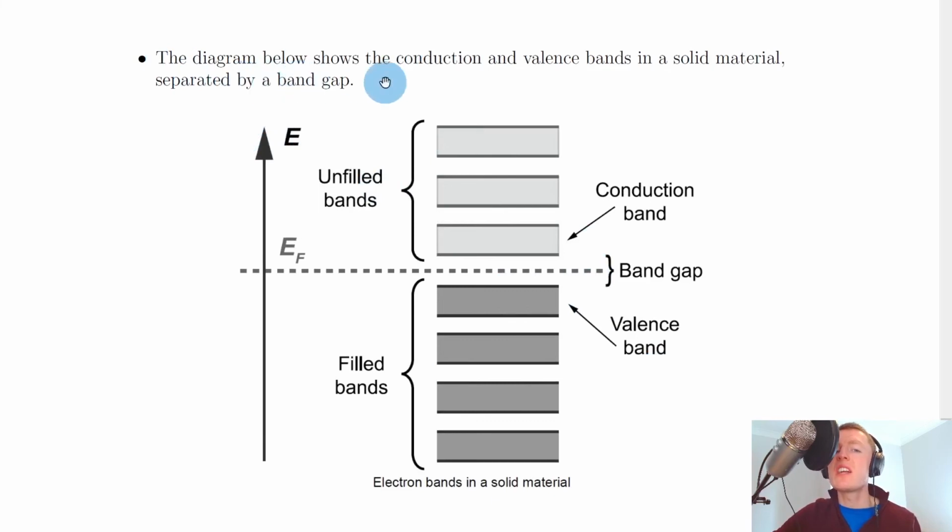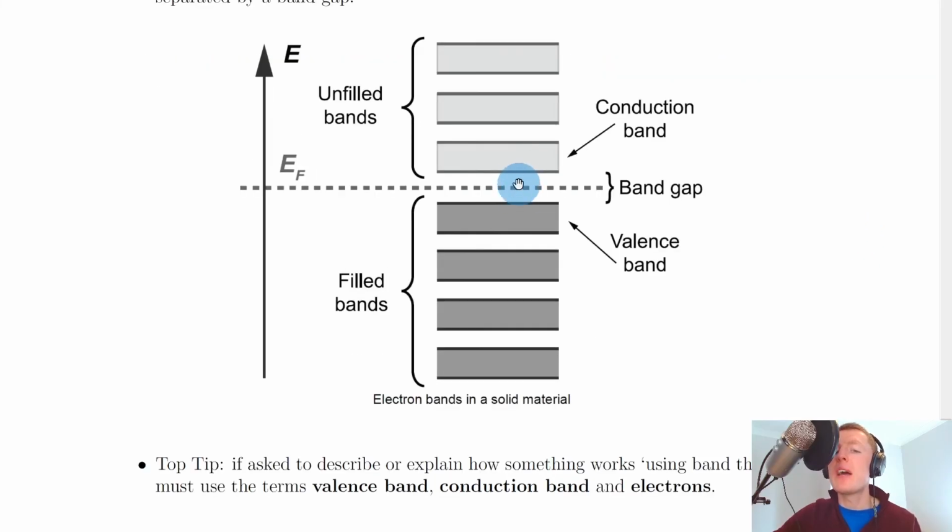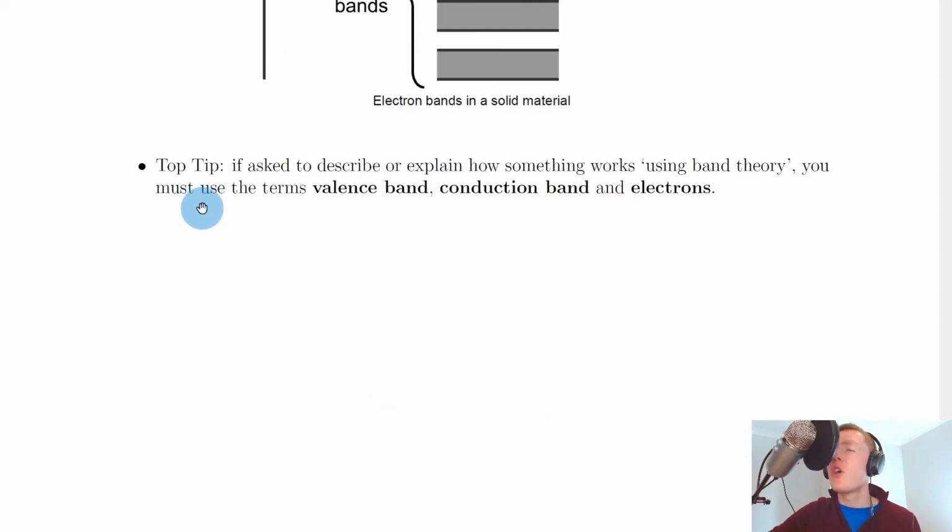Lastly, it says the diagram below shows the conduction and valence bands in a solid material separated by a band gap. So let's say we've got a band gap here between the conduction band up here and the valence band down here. So electrons will move from the valence band across the band gap into the conduction band when they are excited. And it's the movement of electrons inside this conduction band when it's not completely full that is going to lead to conduction.